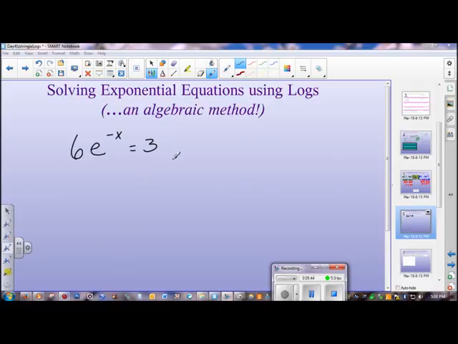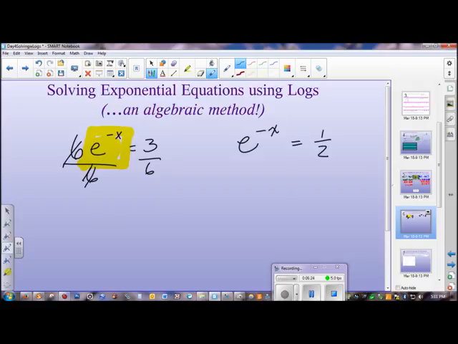In this next example, you see an e appearing in the equation, so I would immediately want to think about using natural logs. But in this particular problem, we have this exponential term and it's not by itself; there's a 6 in front of it. If you recall, when we were solving exponential equations, we would get rid of coefficients, or anything being added or subtracted, before we got busy working on the exponential term. We'll do the same thing here. I'm going to begin by dividing both sides by 6 to get rid of that coefficient. That leaves me with e to the negative x power equal to 1/2.